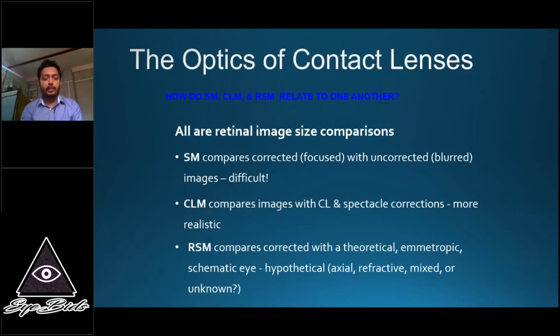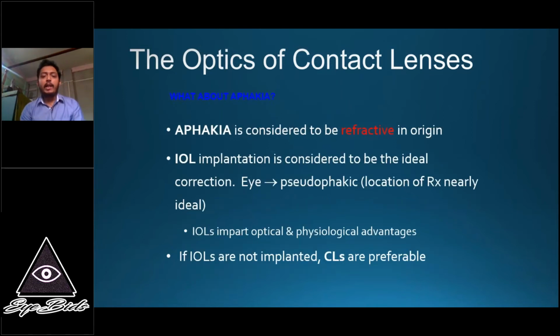Fine. So here again, if you see the relation between the magnifications: the spectacle magnification compares the corrected with the uncorrected image, and the contact lens magnification compares the contact lens image with the spectacle correction. The relative spectacle magnification is theoretical, comparing the emmetropic image size with the axial or refractive hyperopia or myopia. So what happens if there is aphakia? Aphakia comes under refractive origin, so obviously it is better to go for contact lens correction.